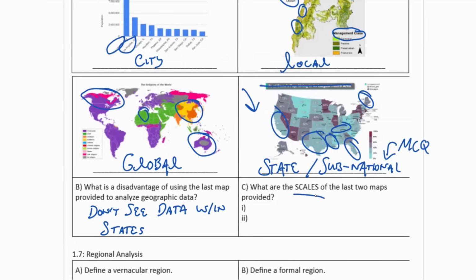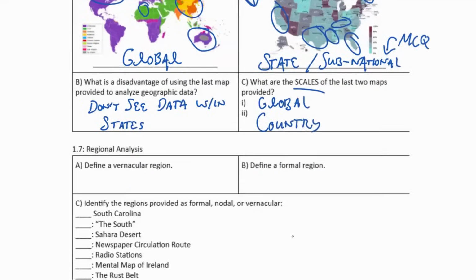What are the scales of the last two maps provided? So we just talked about scale of analysis. Now we're just talking about scales. And scale is an even easier definition. It's literally, what are we looking at? Are we looking at the world? Like for this first map, we're looking at the world. So that's a global scale. Are we looking at a country? That's what we're looking at for this second map here. So this is a country scale, or you could say national. Those are our scales. If we're looking at a particular city, like if we're looking at San Francisco, California, that's a city scale. If we're looking at Africa, continental scale. If we're looking at the southeastern region of the United States, that's a regional scale. So hopefully you're getting the picture there.